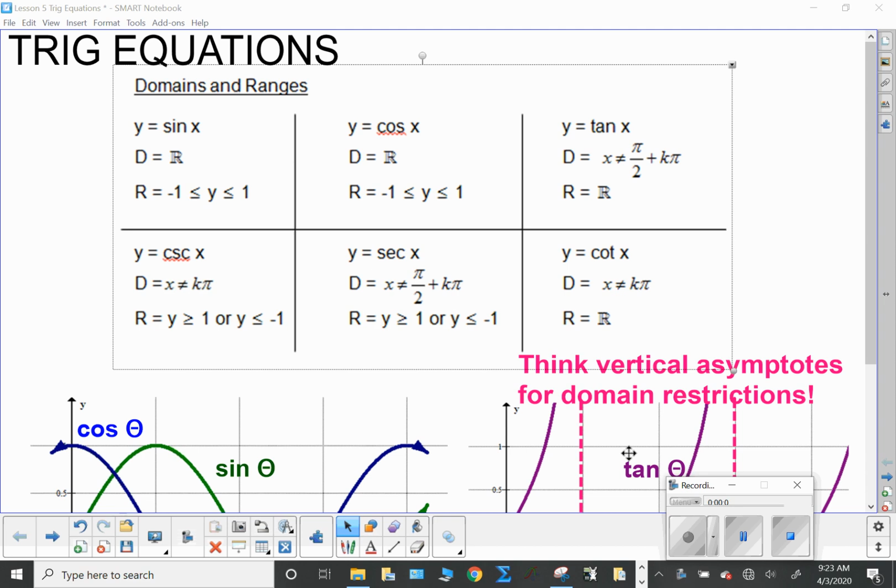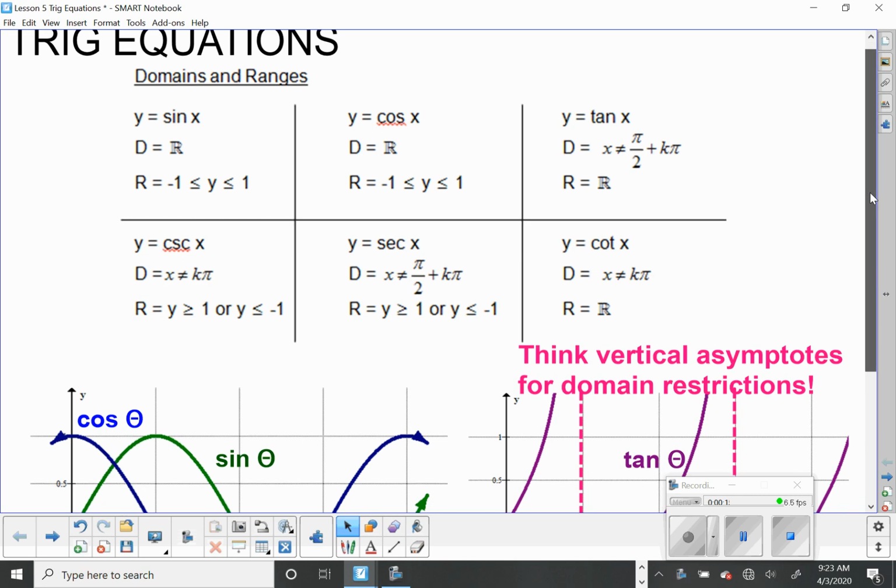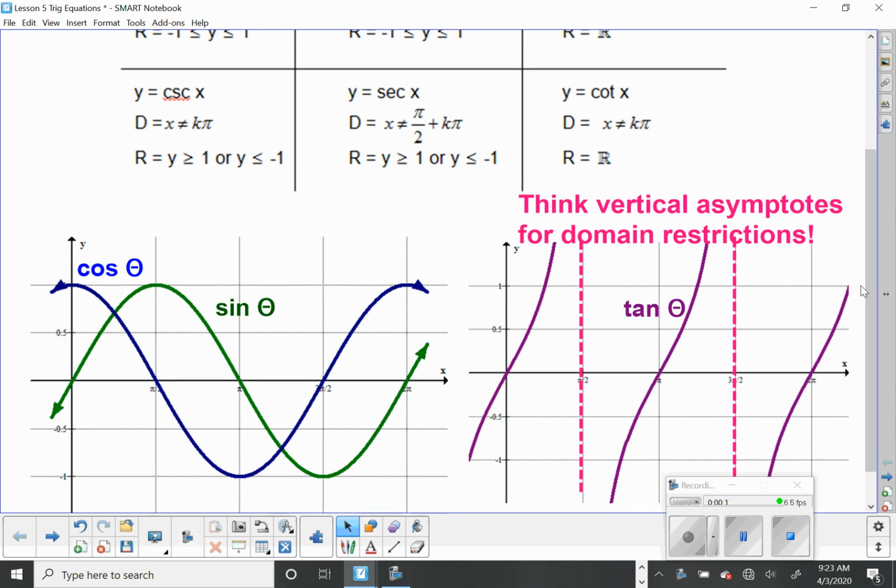Trig equations. In trig equations, these are actually trig functions. And remember that a function means that for any given input, you have one and only one output. The problem is when you think about trig functions, if I give you an input, there can be more than one output for the result.